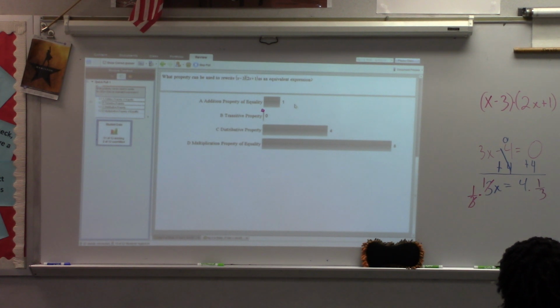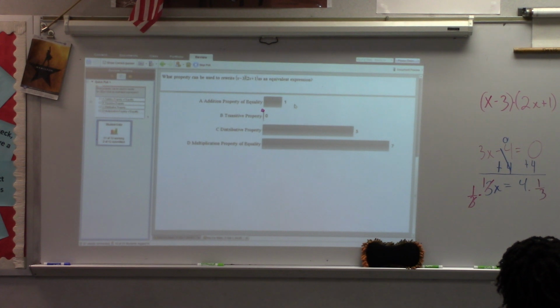So let me ask you all something else again. What do I mean by a property of equality? What you do to one side of the equation, you do to the other side of the equation. So, can someone who put distributive property tell me why they put distributive property instead of multiplication property of equality?